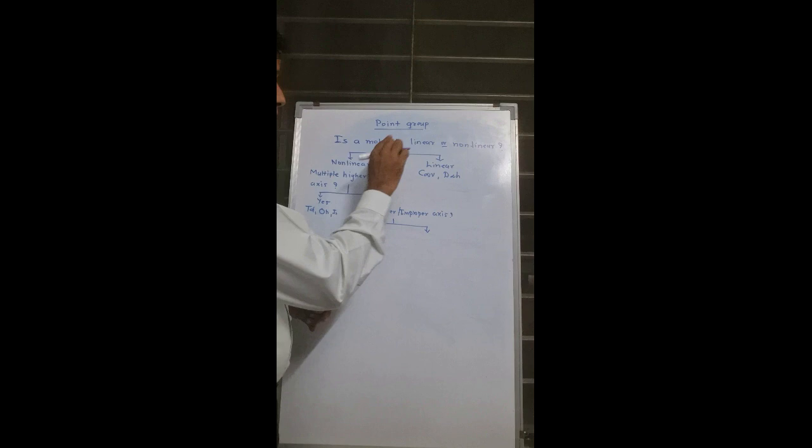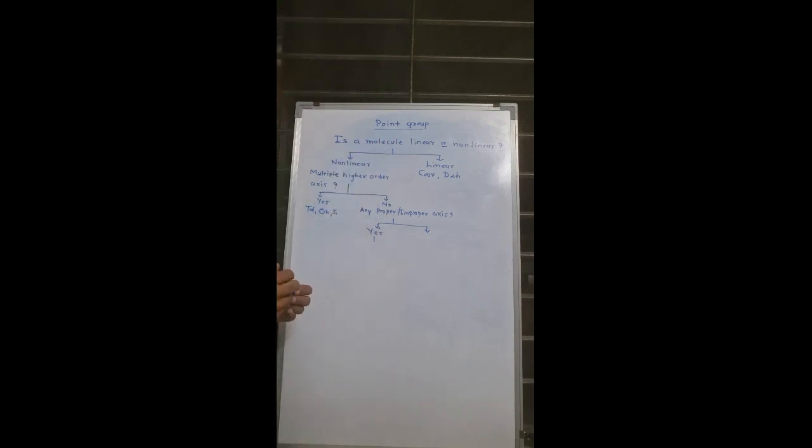So first of all, we have to make a question: is the molecule linear or non-linear? If it is non-linear, then we have to make another question: multiple higher axes are present? Yes, then Td, Oh and so on. And no means we have to make another question: any proper or improper axis present? In case the molecule is linear, then C infinite V or D infinite H point group may be present.